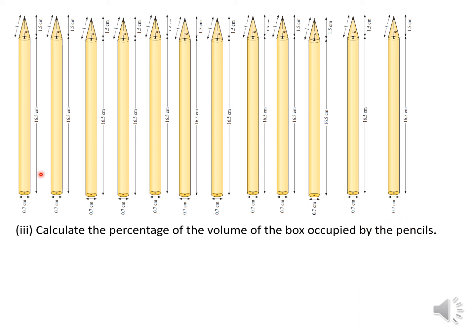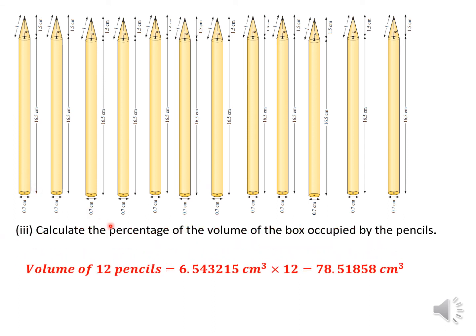So we know the volume of 1. What is the volume of 12 pencils then? All right, so 1 was 6.543215, and this is where you need to be careful. Do not bring the rounded answer in here, because it's going to affect the accuracy. So the volume of 12 pencils is 78.51858. I am also not rounding this because I'm not done with the question. So find the volume of all 12 of them. Volume of 1 was about 6.54, and all 12 of them multiply by 12, and then you get the volume of the pencils.